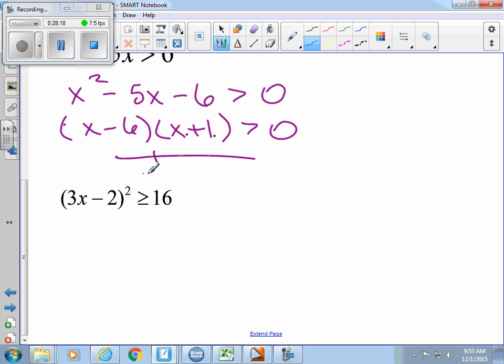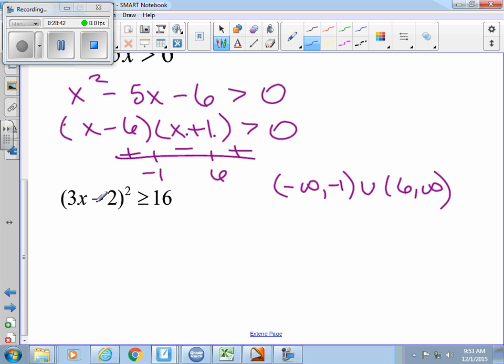Number line, -1, 6. And it was positive, negative, positive. It was above, below, above. I'm looking for above, so I'm going to do -infinity to -1, 6 to infinity. Notice I did all parentheses. Why? It's not equal to.